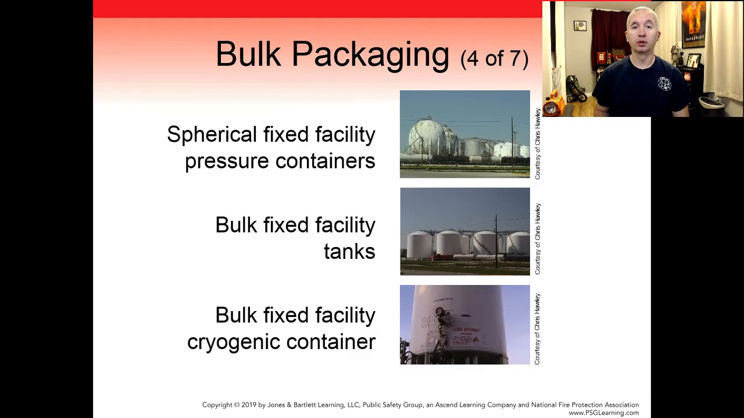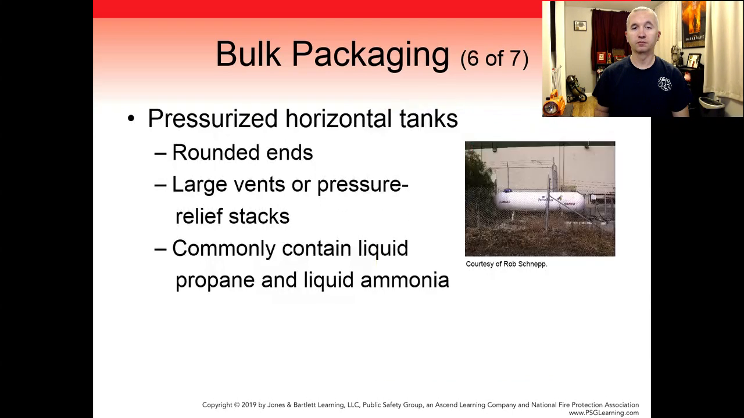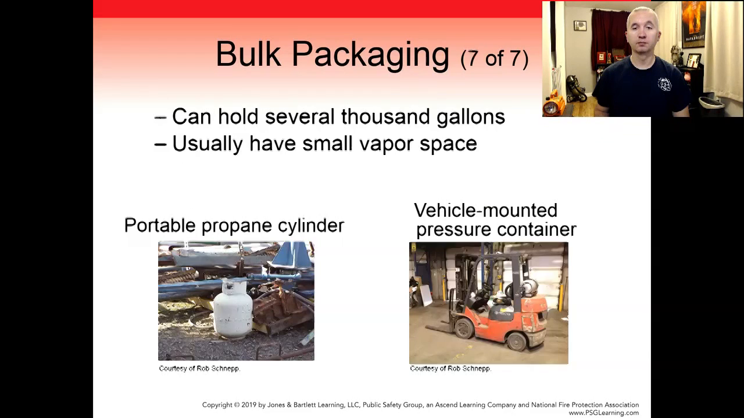Examples can include bulk fixed facility pressure containers, 1-ton containers for gases such as chlorine, Y cylinders, bulk fixed facility cryogenic containers. Pressurized horizontal tanks have rounded ends or large vents or pressure relief stacks. Above ground pressurized tanks commonly can contain liquid propane or liquid ammonia, and these containers can hold up to several thousand gallons of product themselves. These tanks usually have a small vapor space, or head space as it is referred to, above the liquid itself.